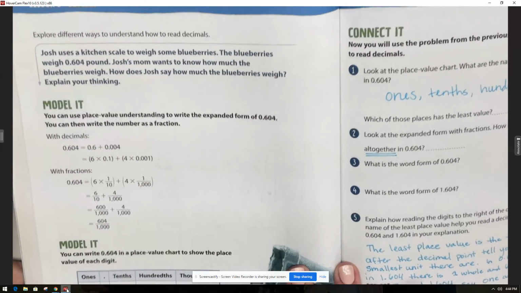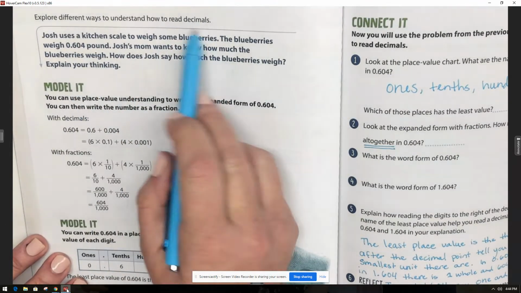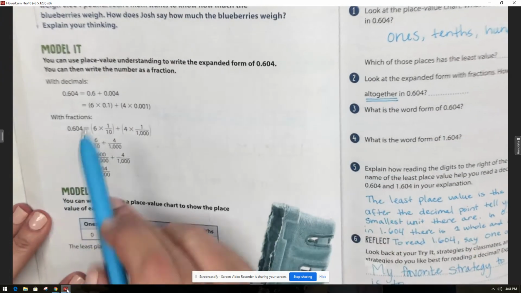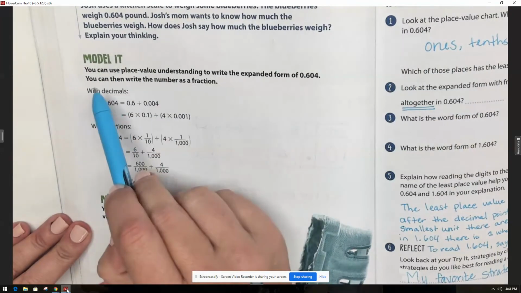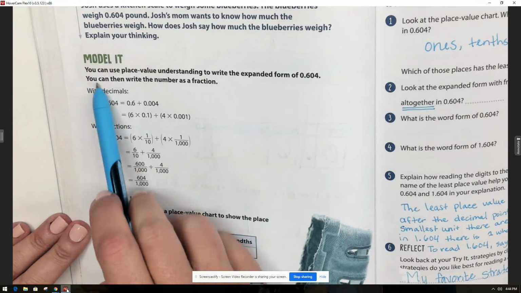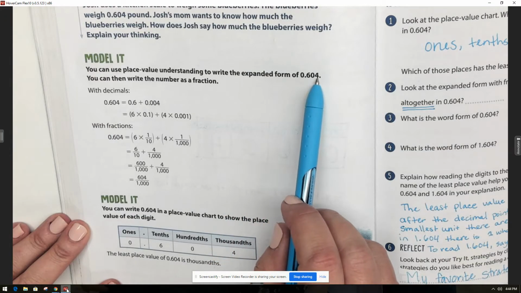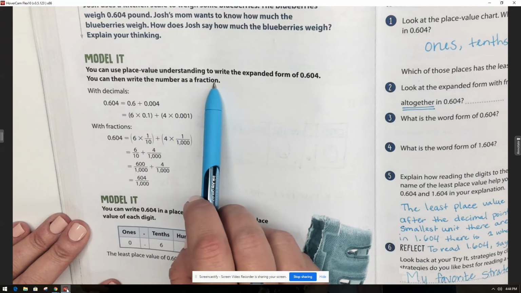150. Now, page 150 has the same problem that we just did, but they did it a couple of different ways. So I want to go through what they did, and then we'll go back over to this next page. So it says you can use place value understanding to write the expanded form of 604 thousandths. You can then write the number as a fraction.